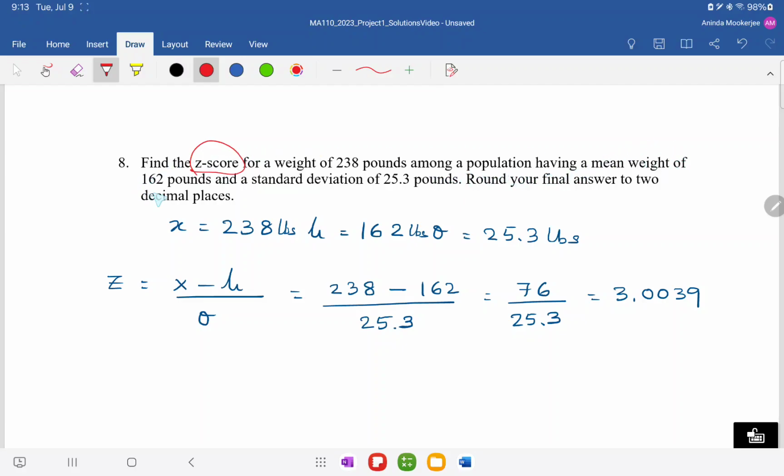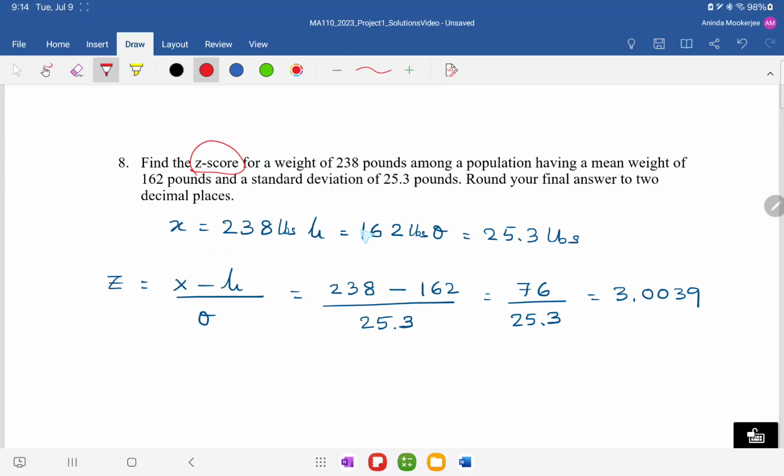It says find the z-score for a weight of 238 pounds among a population having a mean weight of 162 pounds and a standard deviation of 25.3 pounds. Round your final answer to 2 decimal places. So we just have to find the z-score here. The formula, again, should be on your formula sheet. Look it up. Otherwise, this is a simple formula. Many of you may just remember it.